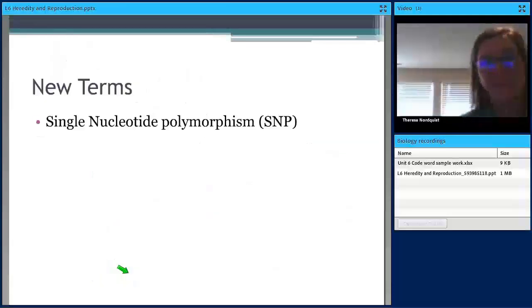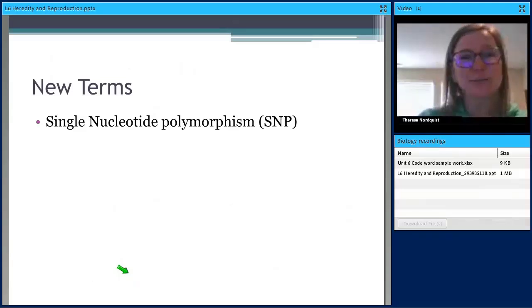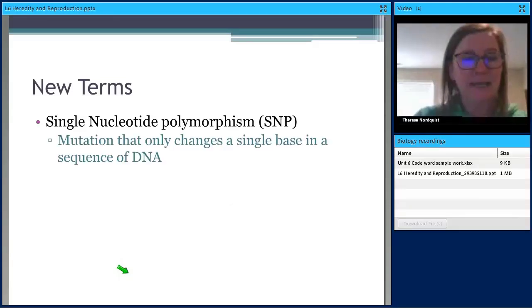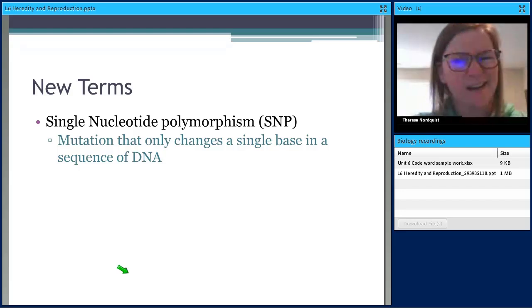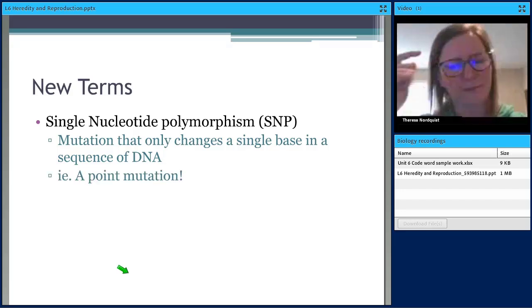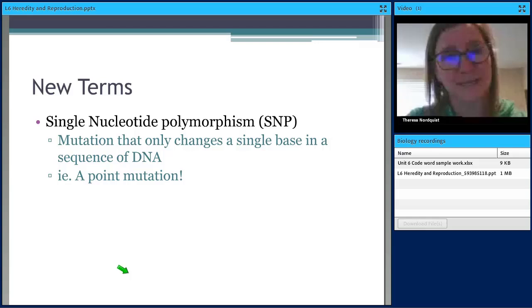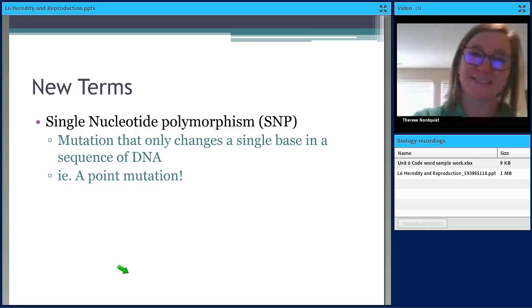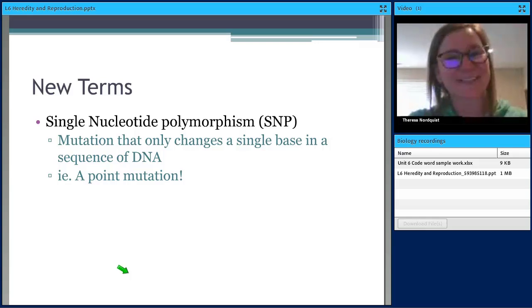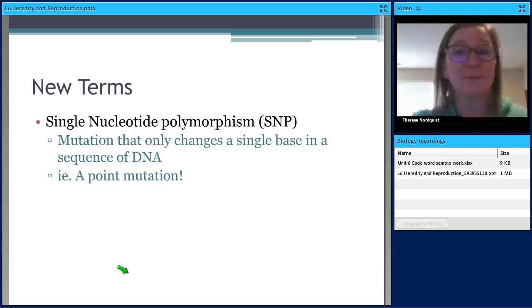Another new term that gets brought up is single nucleotide polymorphism, or SNP as we call them. These are mutations that only change a single base in a DNA sequence. We've heard that before, right? Hopefully you're like, oh, that sounds a little familiar. Yeah, it's a point mutation. We were calling it a point mutation last time. This lesson, they're calling it a SNP, and you can call them both.